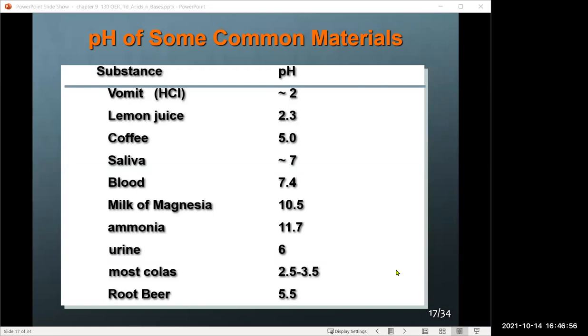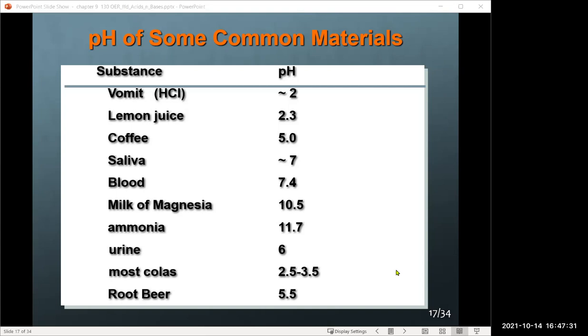That's why it burns. Lemon juice around 2, coffee, varies on the brand, about 5. Saliva, again, depends on what you're drinking and your metabolic system, approximately neutral. Blood, very important, pH 7.4. Your body's always striving to maintain that pH. Milk of magnesia, we believe is magnesium hydroxide. Its pH is quite alkaline, okay? Ammonia, 11.7. Urine, again, depending on the individual and what you're ingesting, around 6.